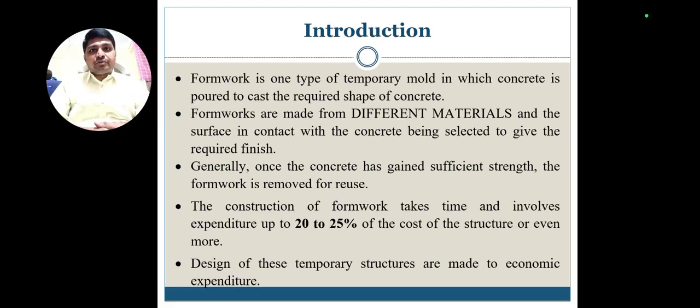Formwork is one type of temporary mold which is used for the pouring of concrete to cast in different shapes. The formwork is made up of different materials like steel, wood, aluminium, plastic, etc. Generally, once the concrete has gained sufficient strength, the formwork is removed for reuse. The construction of the formwork takes time and involves expenditure of up to 20 to 25 percent of the total budget of the project. The design of these temporary structures must be made for economic expenditure.